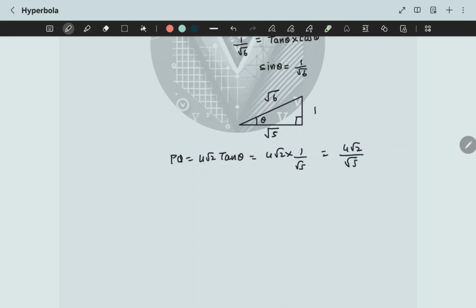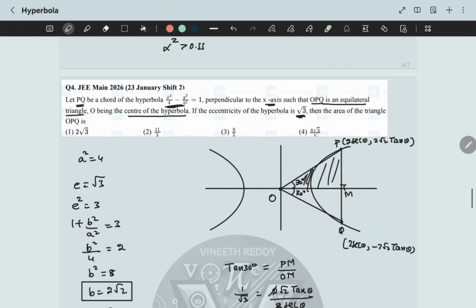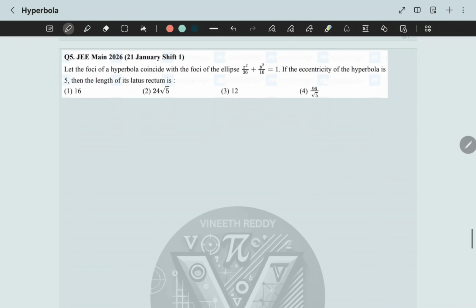Now this is the side of the triangle. Area will be √3 by 4 into side square. So we get √3 by 4 into 16 times 2 divided by 5. So I think we get 8√3 divided by 5 square units as the area. Yes, that's it. So option 4 is correct. Now let us go to the next question, dear students.